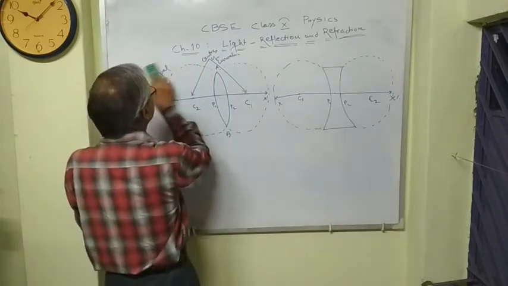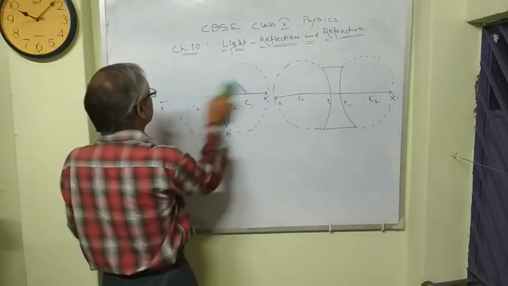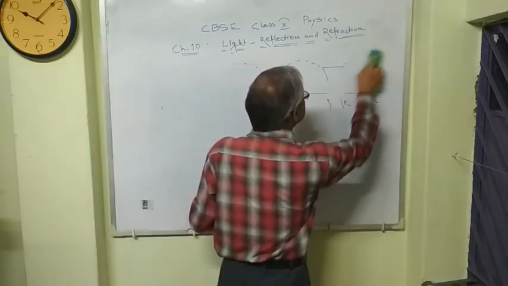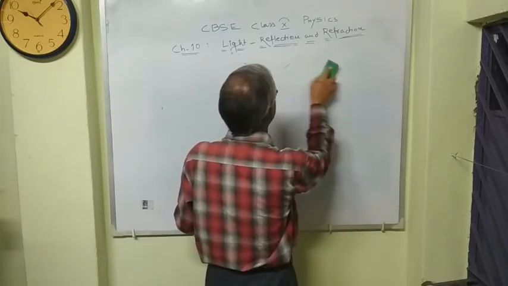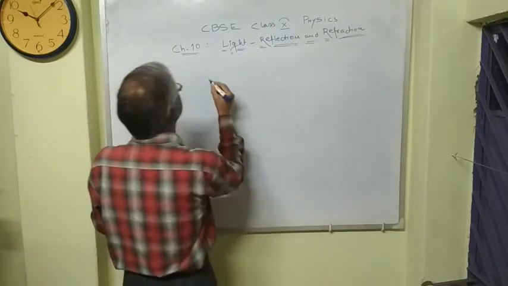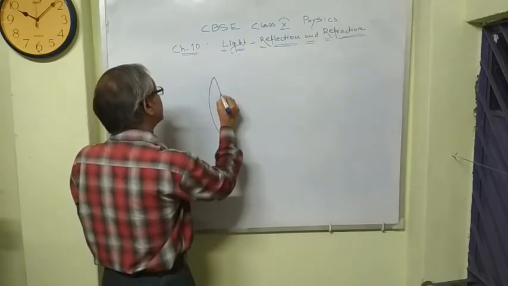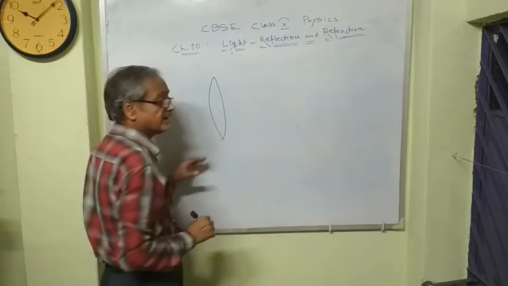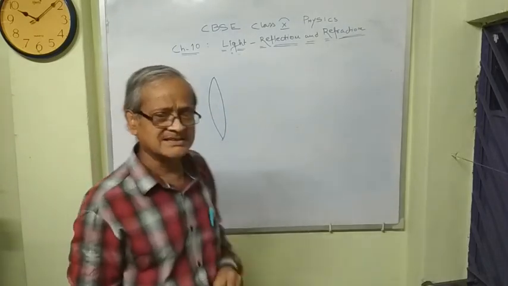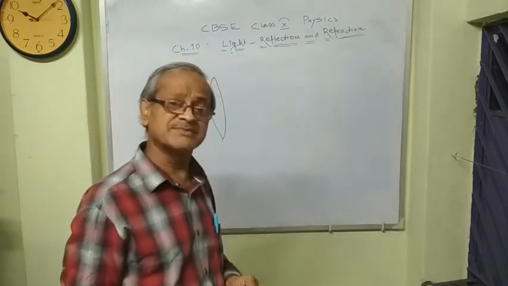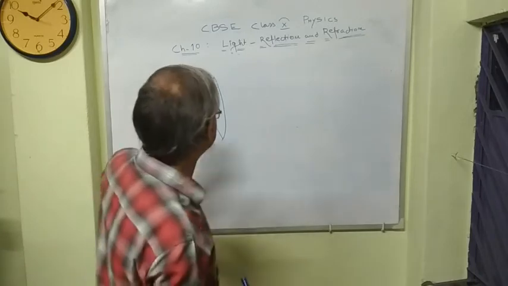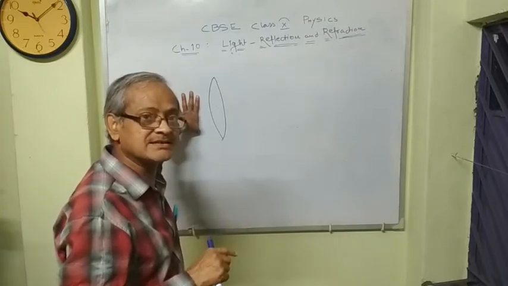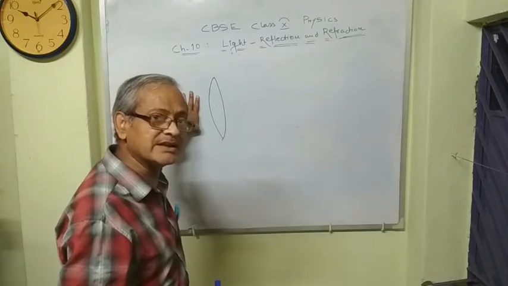Now, we know about first principal focus and then second principal focus. First principal focus, right? We take a convex lens here. Here we also define the optical center of a lens. For a thin lens, that is, aperture is very small, angular aperture less than 4 degrees, the optical center will be a point within the lens on the principal axis, through which light rays pass without any deviation, that is undeviated.